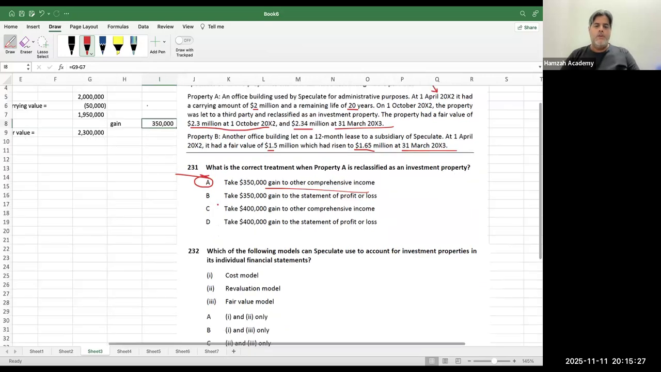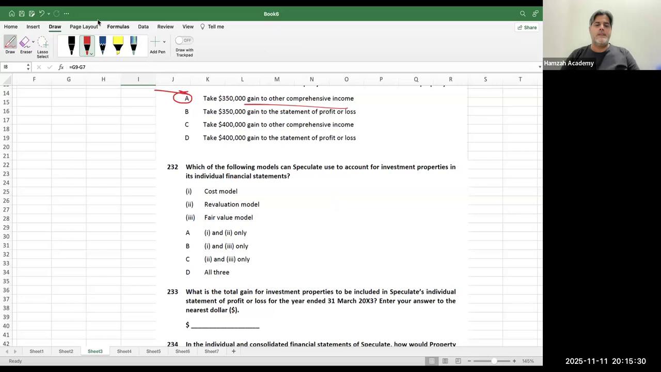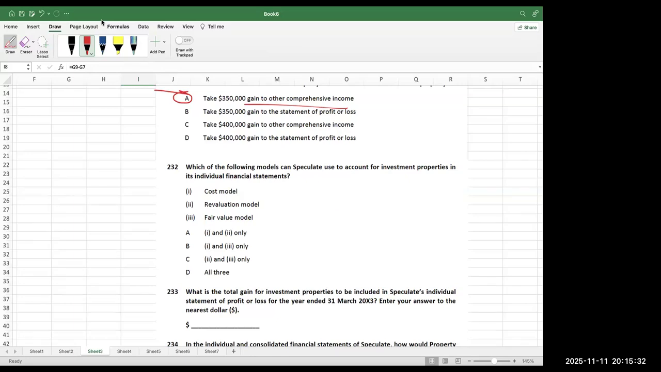Done? Okay. Now, which of the following models can Speculate use to account for investment properties in its individual financial statements? Investment property can be accounted for using the cost model, and it can be accounted for using the fair value model as well. Revaluation is not used on this, right? So, cost model and fair value model. So, for this, the correct option is going to be option B over here, right?